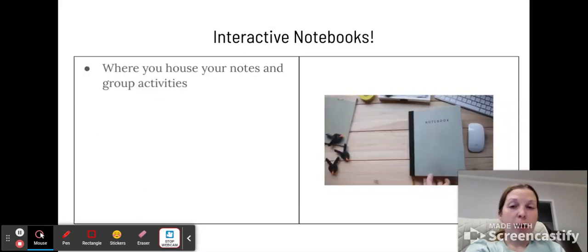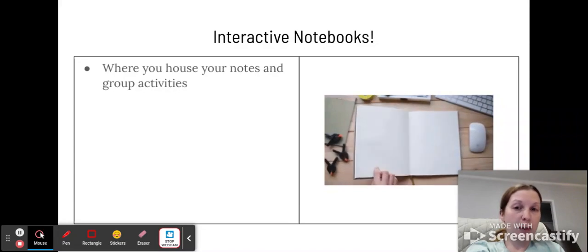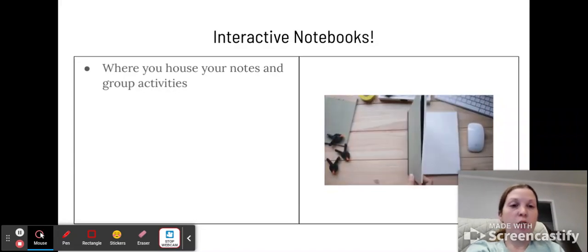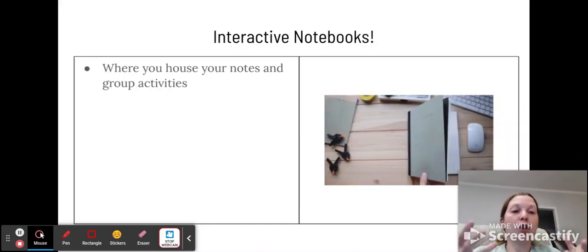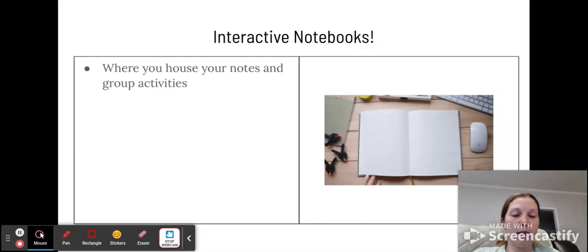So now let's talk a little bit about these interactive notebooks. So these will be, like I said, on paper, and this will be where you'll house your notes and your group activities. So you're going to glue or tape in these papers into your notebook so that at the end of the semester you have a cumulative notebook, one that holds everything in it that you've done in the whole semester except your mastery checks. Those will stay with me.